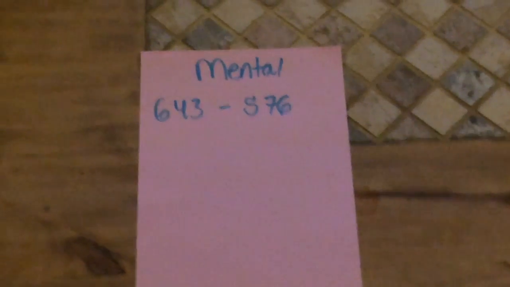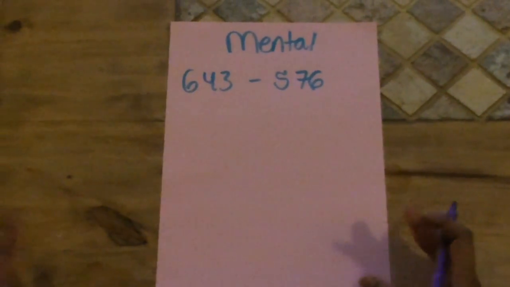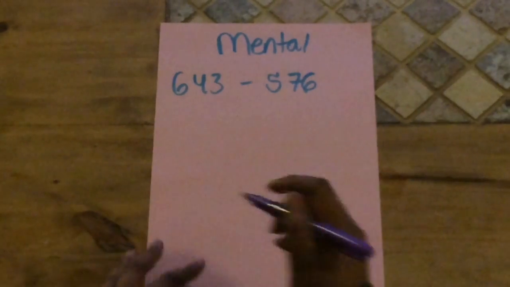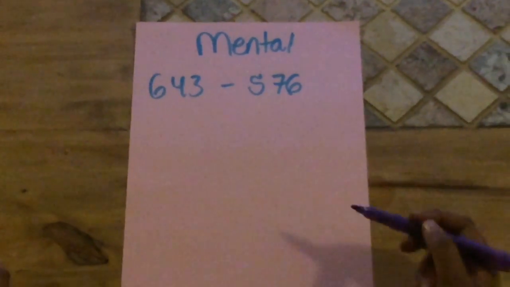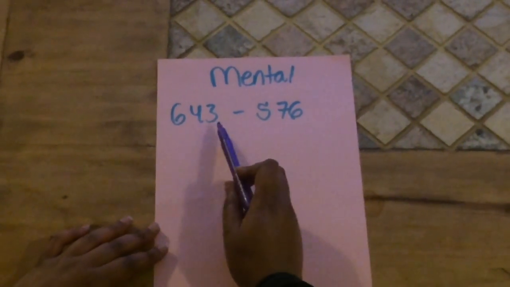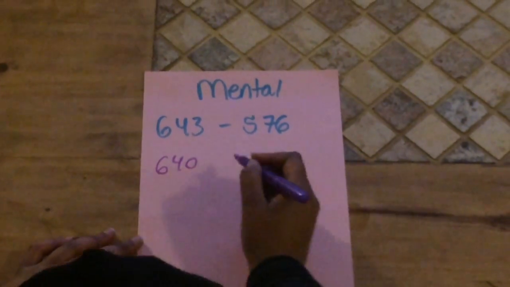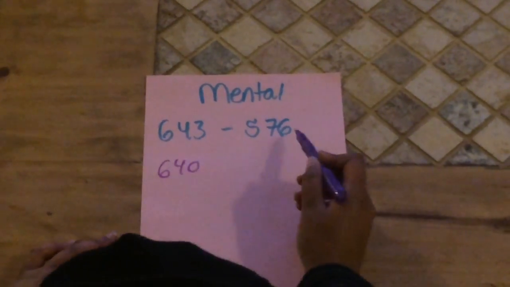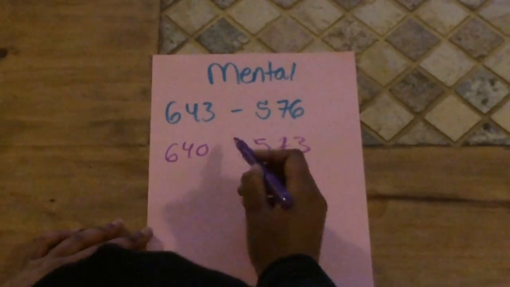Once a student has solved three-digit subtraction using base 10 blocks, pictorially and symbolically, they should be able to do this mentally, and here's a personal strategy of how I would do three-digit subtraction. Mentally, I would look at 643 and I would make it into a friendly number. I would subtract 3 and make it 640. I would also subtract 3 from the other side, make it 573 to balance it out.